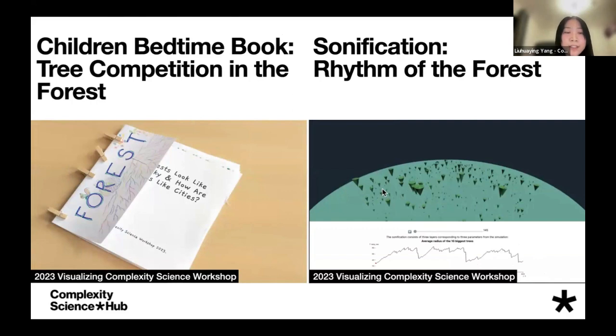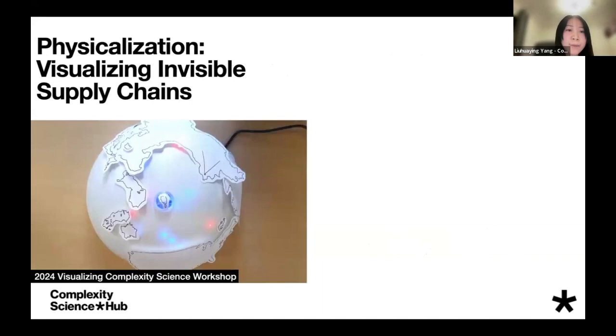And both are telling us a story about tree competition in a forest, which is actually a simulation modeling those trees' growth and death. And this year, we have one team focused on physicalization. Here, they use these LED lights to represent the supply chains. See, they make this globe.